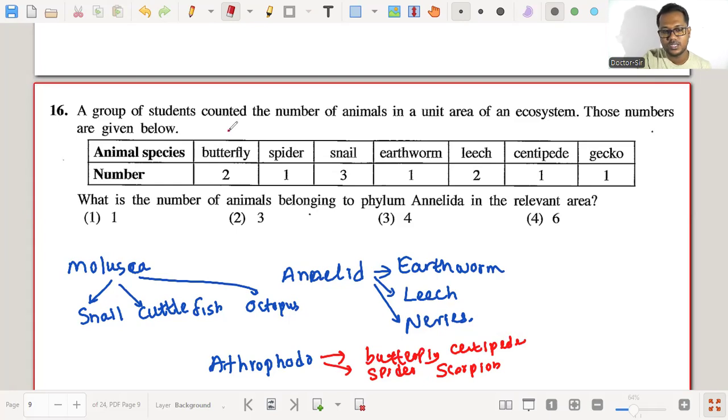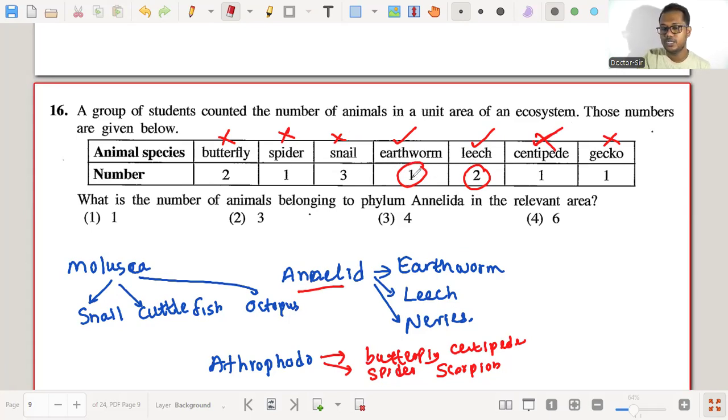So first one is not the annelida, it is arthropoda. Then spider also, they are the arthropoda, not the annelida. Snail, it is a mollusca. Earthworm, that is okay for us, so it is an annelida. Okay, right. Leech, it is also the annelida, so it is also correct. Then centipedes, that is not the answer. It is the arthropoda and gecko, that is not the annelida. Okay, so here only the earthworm and leech.